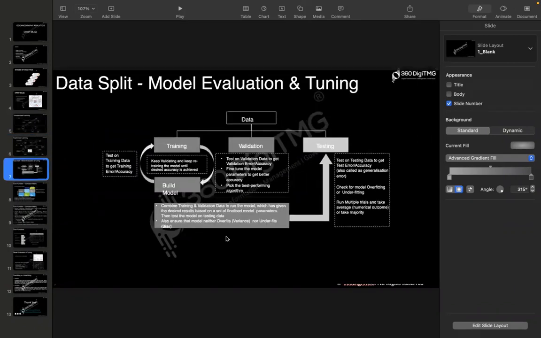Here we have data split and model evaluation. Splitting data is nothing but dividing the data into some parts. Here we test on the testing data to get errors, accuracy, and also the generalization error.